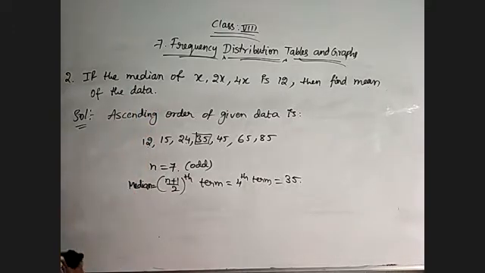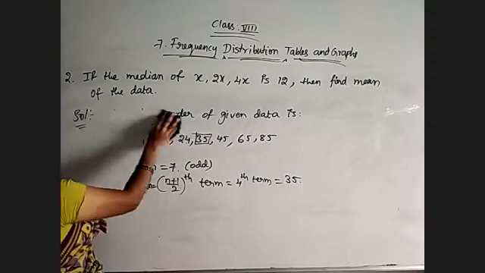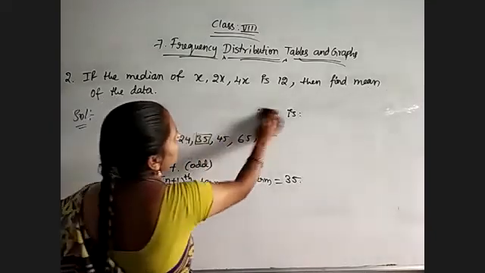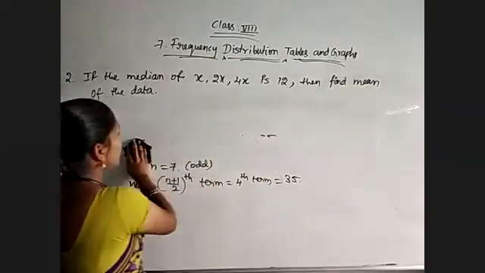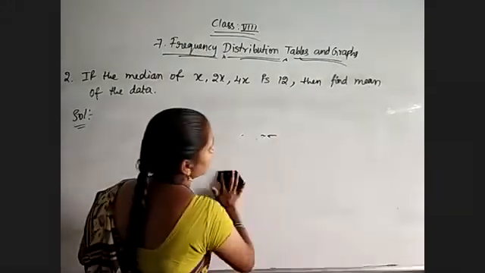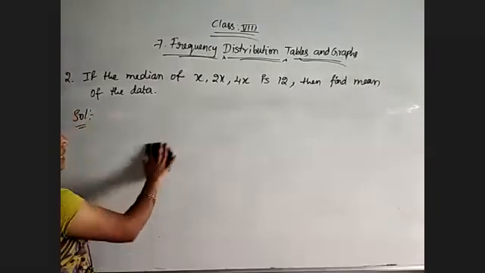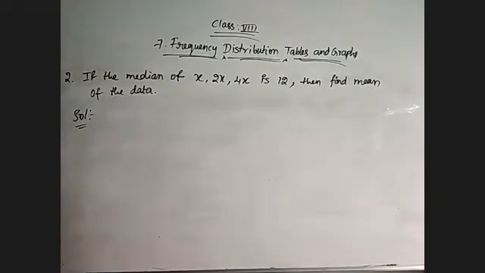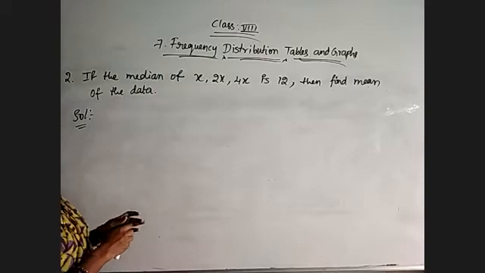Okay, now observe the next question. If the median of the data is 12, find the mean of the given data, they are asking. So just observe here. Median is nothing but the exactly middle value, meaning first we need to write the given observations in order.